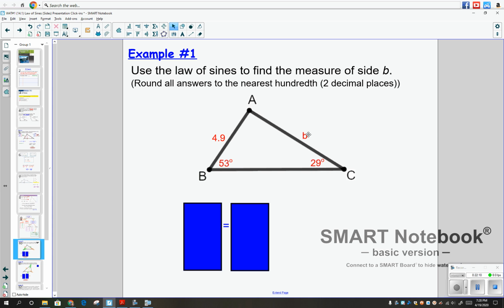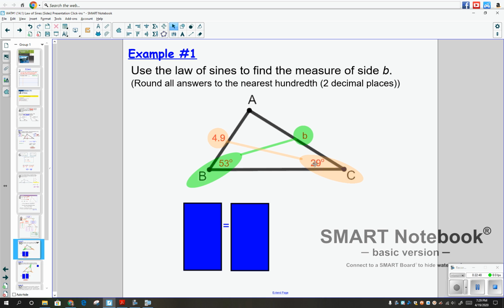Okay, well, let's look at it. I need an opposite pair involving this side that I want to find. So if I want to find side B, my opposite pair is angle B, which is 53 degrees. That's one opposite pair right there. I need another opposite pair. Well, the other opposite pair has to involve two measures that I know. Well, notice angle C is 29, and I know the side opposite of angle C is 4.9. There's another opposite pair. So right now I've got two opposite pairs, so I can use law of sines.